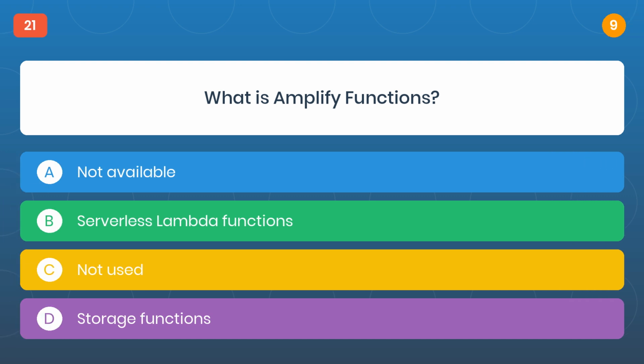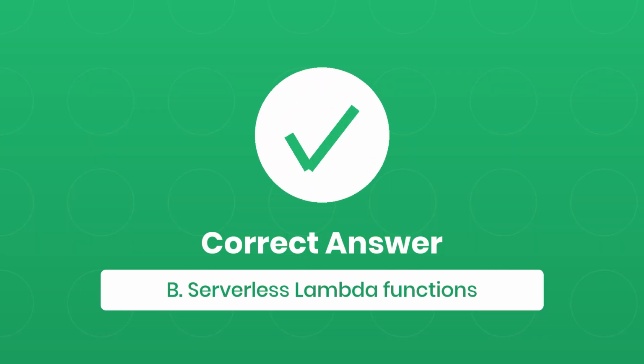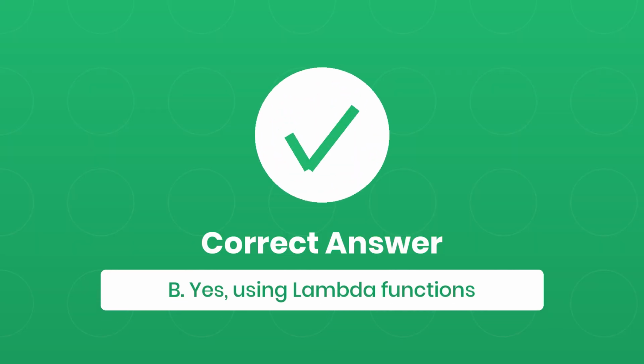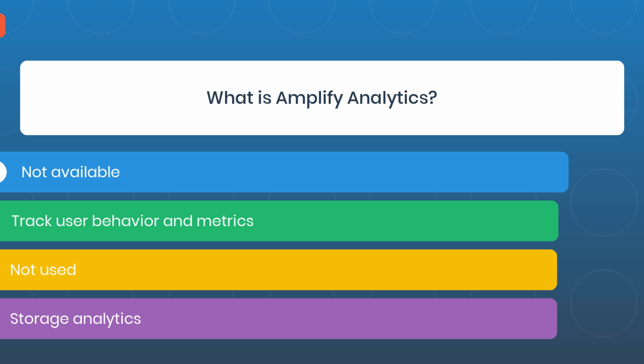Question 21. What is Amplify functions? The correct answer is B, serverless Lambda functions. Question 22. Can you add custom business logic? The correct answer is B, yes, using Lambda functions.